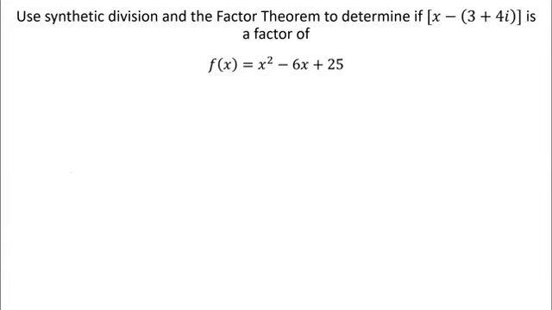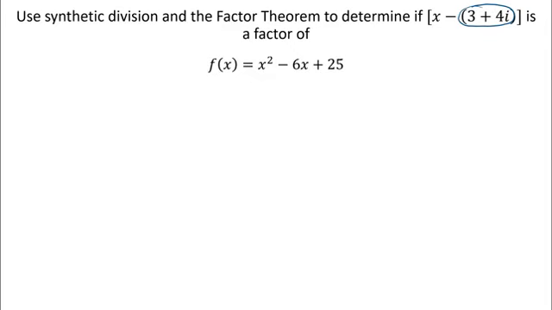This problem says use synthetic division and the factor theorem to determine if x minus the quantity 3 plus 4i is a factor of f of x equals x squared minus 6x plus 25. Now remember, the factor theorem says that if x minus some number, in this case the number is 3 plus 4i, is a factor, then that means that 3 plus 4i must be a zero of this polynomial.